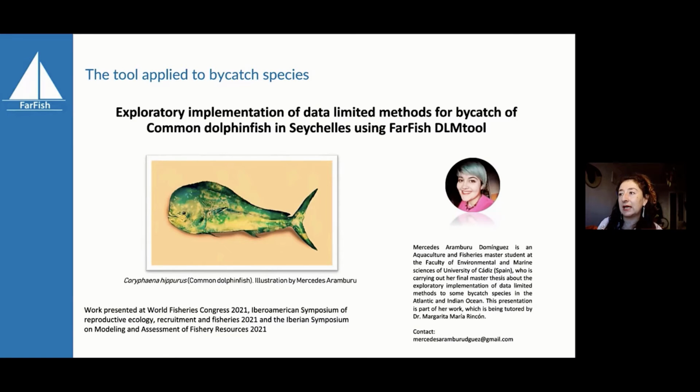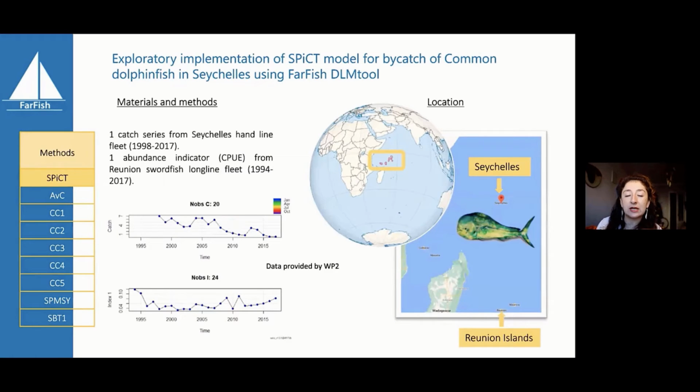This job is the implementation of this methodology for limited data for the common dolphin fish, which in Spanish is called El Dorado. We call him El Dorado, and in the Seychelles Islands it is called Doré. So Gufran used the data from the catch that was selected along the quantity index, which was found by work package number 2.